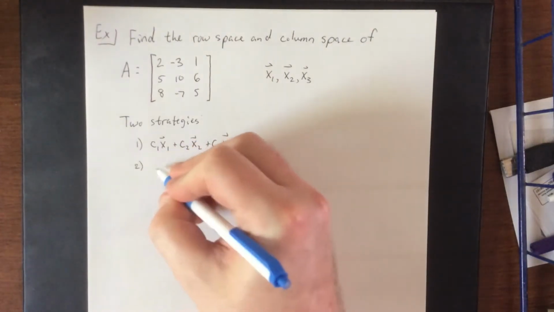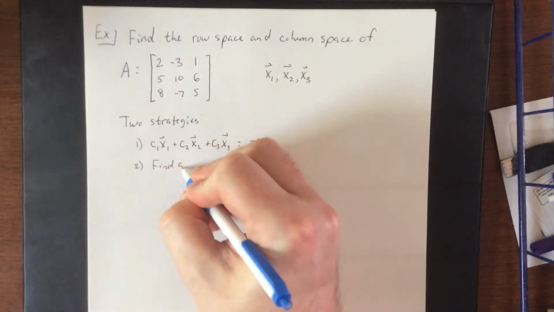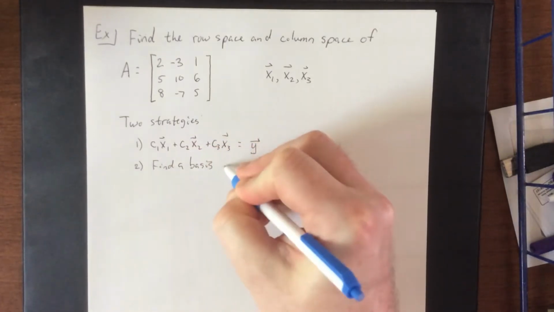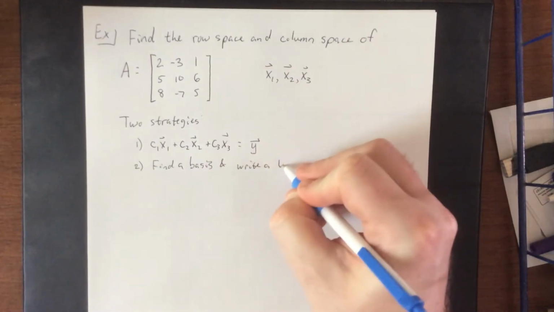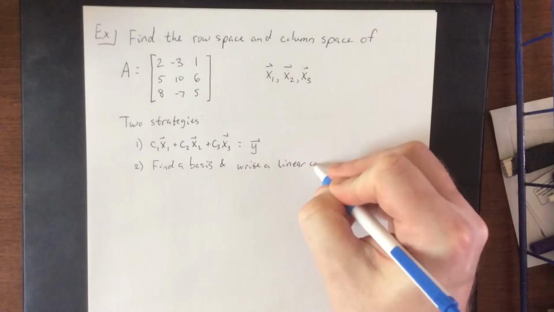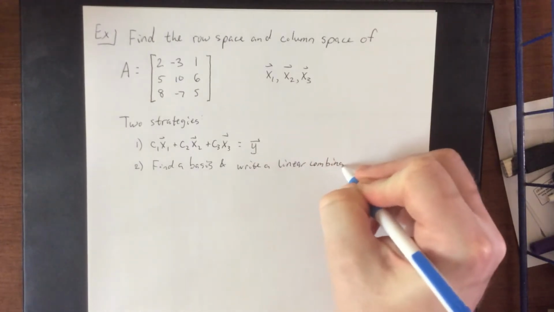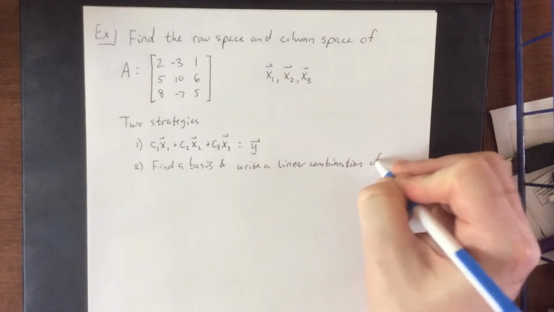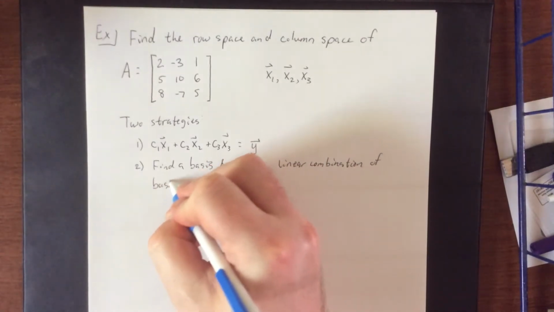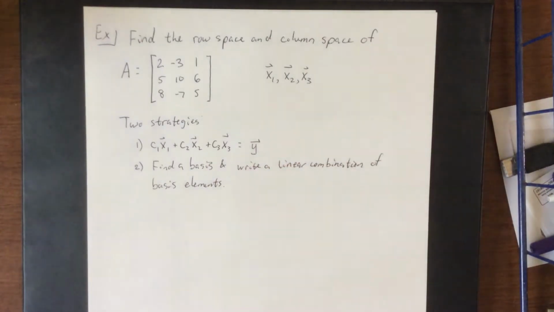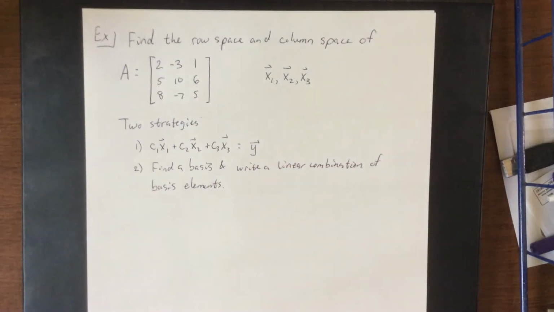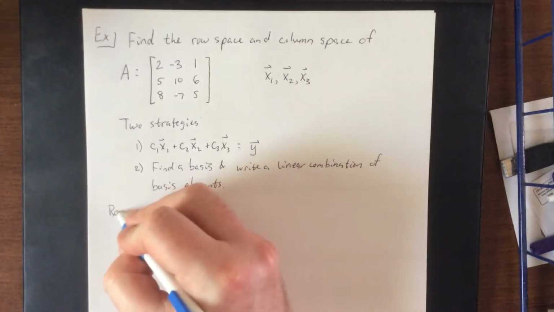The other thing that we can do is find a basis and write a linear combination of basis elements, or basis vectors. Now, since this is supposed to be an instructional video, we might as well set up one of each and see how it goes. So let's start with the row space.